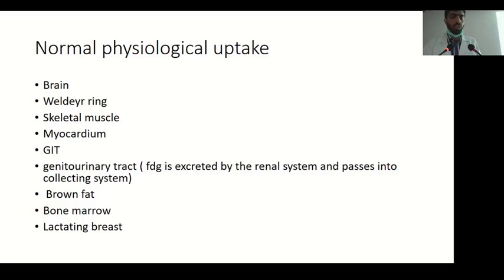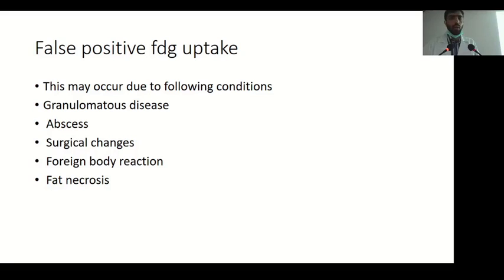There is normal physiological uptake of fluorodeoxyglucose in the brain, Waldeyer's ring, skeletal muscles, myocardium, GIT, and genitourinary tract. Fluorodeoxyglucose is excreted by the renal system and passes into the collecting system, brown fat, bone marrow, and lactating breast. False positive fluorodeoxyglucose uptake may occur due to the following conditions: granulomatous disease, abscess formation in the body, surgical changes, foreign body reaction, and fat necrosis.